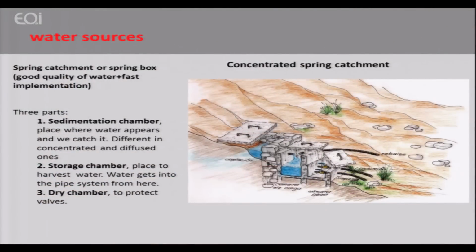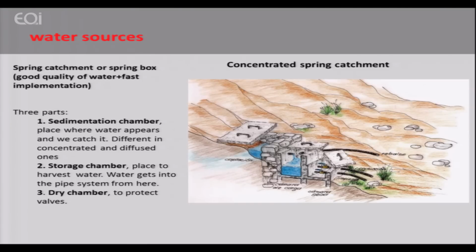Okay, so this is a concentrated spring catchment, the normal one that maybe all of you have in your head. It's called spring catchment or a spring box, so in some books you can also see it called spring box. We have 3 parts, as you can see in the graphic. We have the sedimentation chamber, that is this part, the place where water appears and we catch it. It's different in concentrated and diffuse ones. So this part is going to be the difference between the concentrated springs and the diffuse springs.